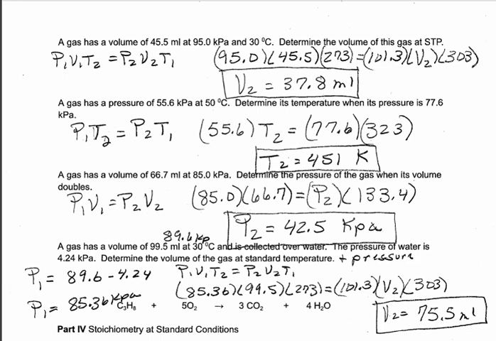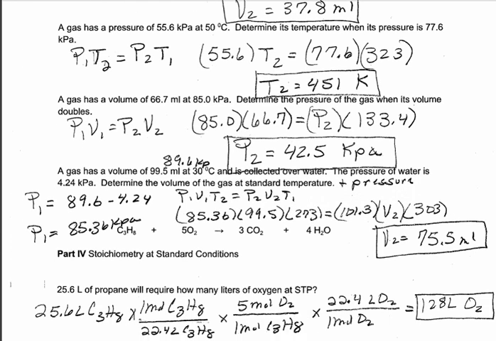All right, now we have something collected over water. We have to remember that we have to subtract out the water pressure before we do this. We want to figure out the volume at STP. So with our new pressure, 85.36, once we subtracted water, multiplied by 99.5 times 273, because remember it's P1 V1 T2, once again the combined gas law, equals 101.3 volume 2 times 303.